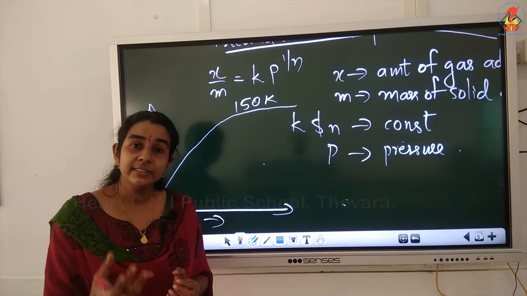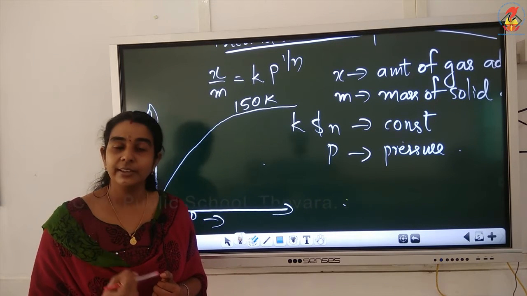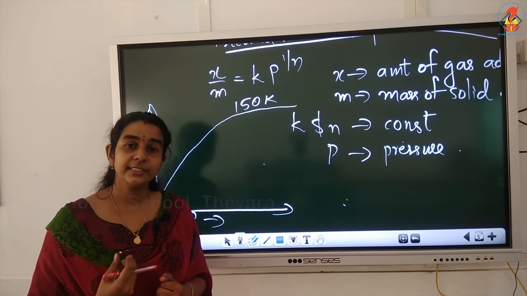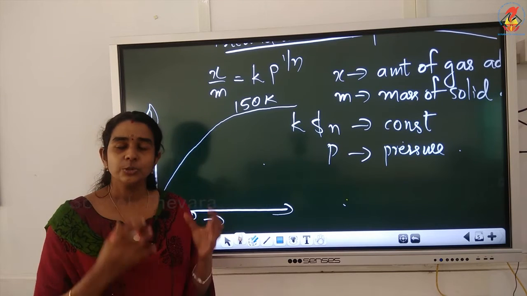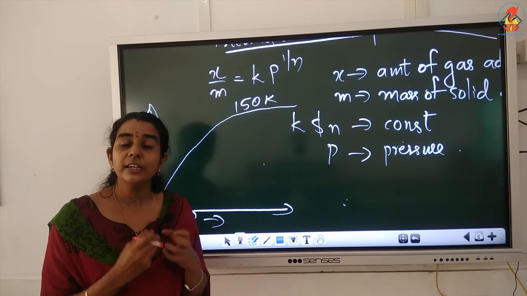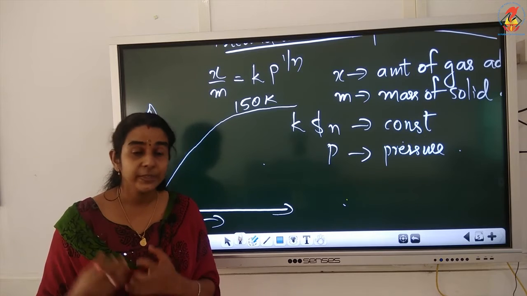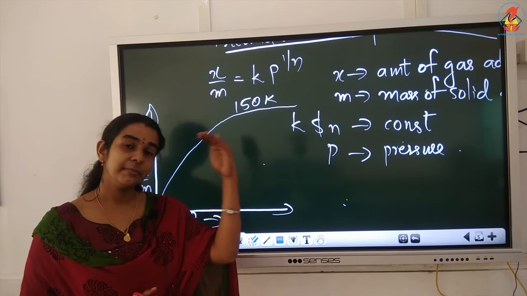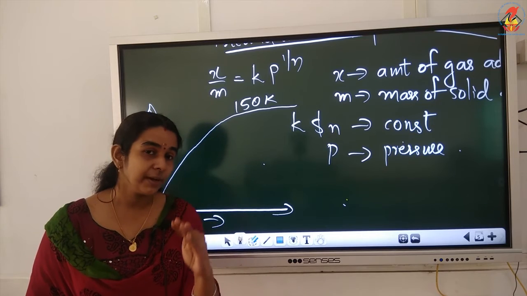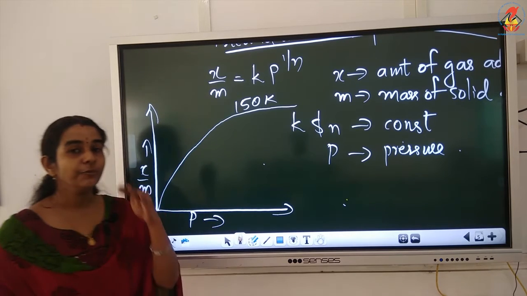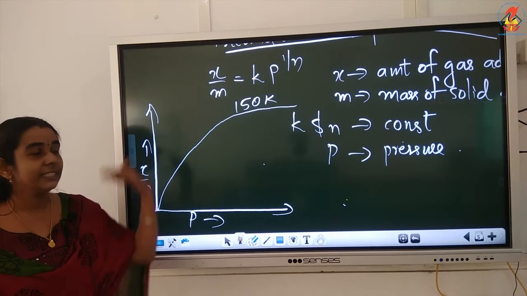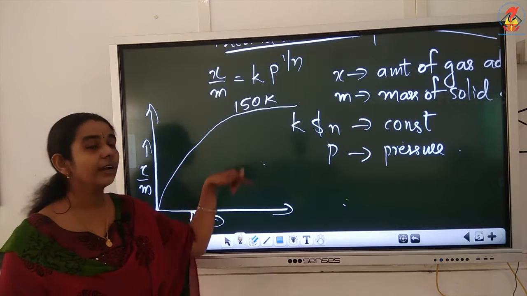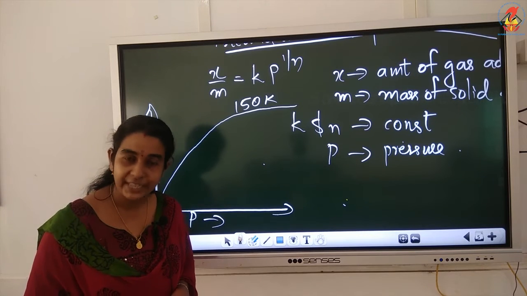So the kinetic energy possessed by gaseous molecules increases, randomness increases, disorder increases. So it is very difficult to hold or adsorb the gaseous molecules on the surface of a solid. So as temperature increases, definitely x by m will be decreasing. So if I want to draw another isotherm at a higher temperature, definitely the graph will be below the 150 Kelvin line.